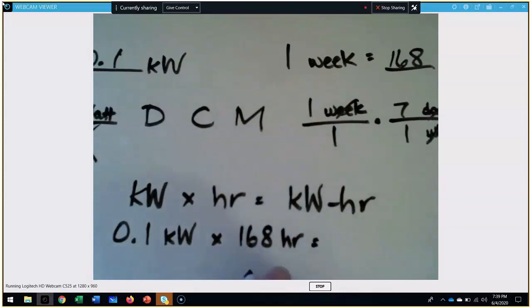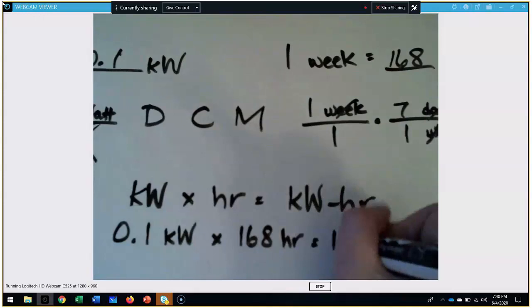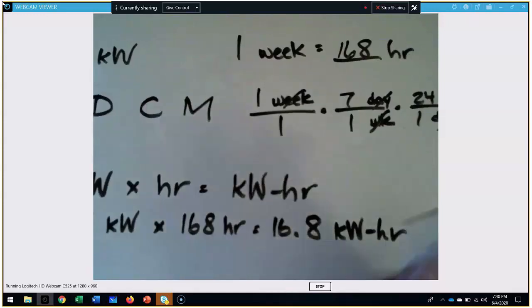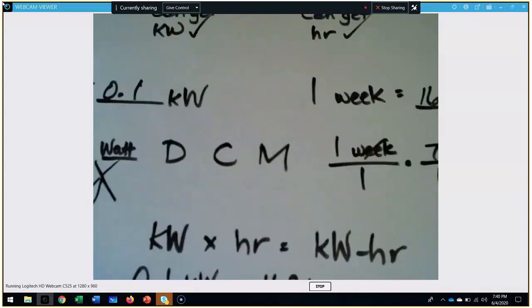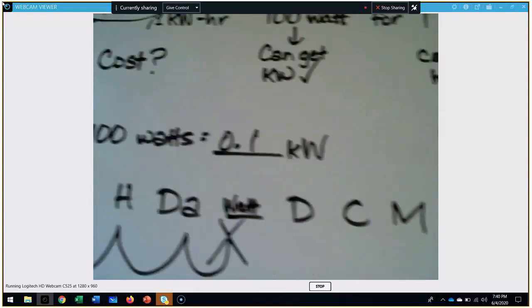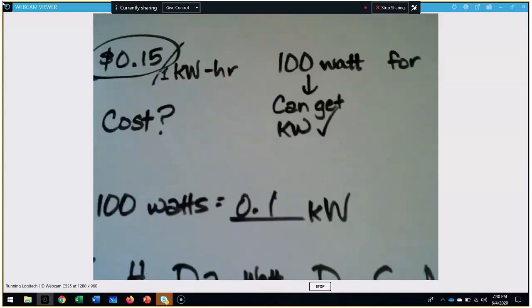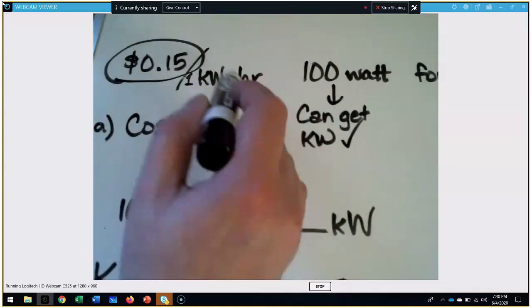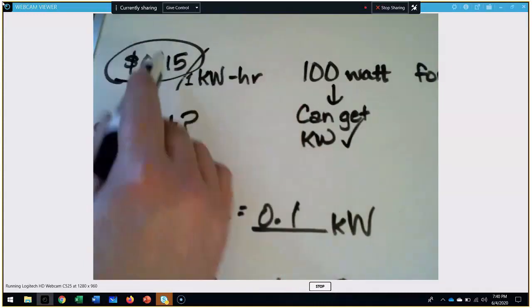And that makes 16.8 kilowatt hours. All right, now we have the unit that we were trying to get to. So take it all the way back over here where we first started, because we need kilowatt hours to cancel this right here and be left with money.